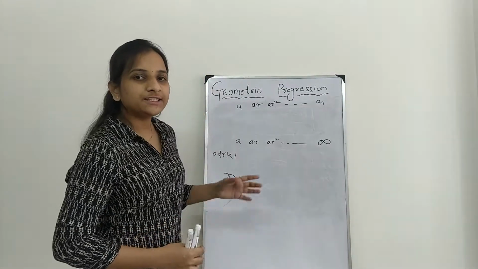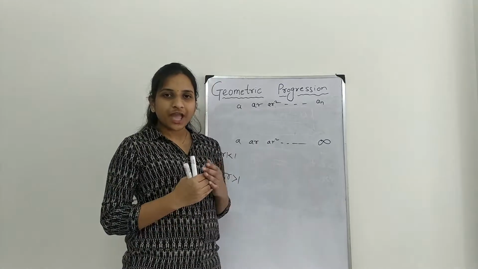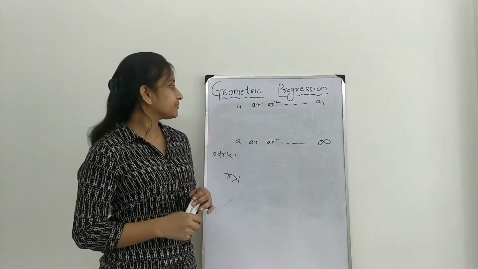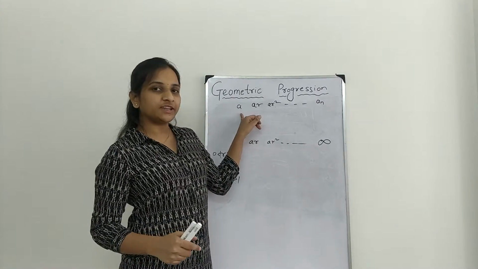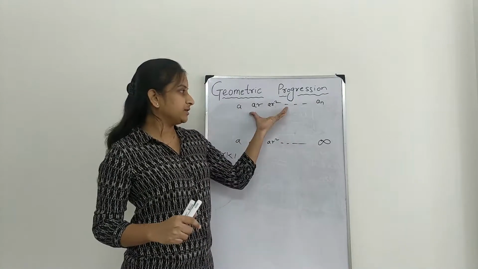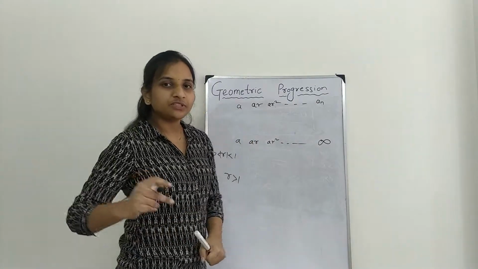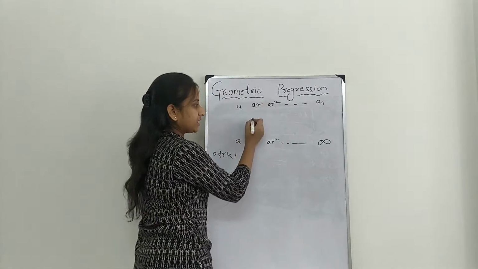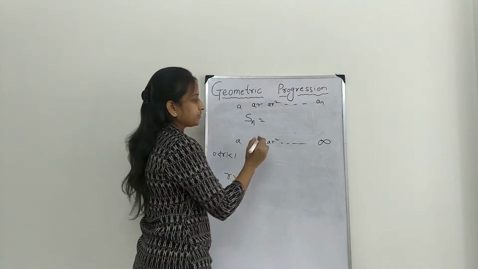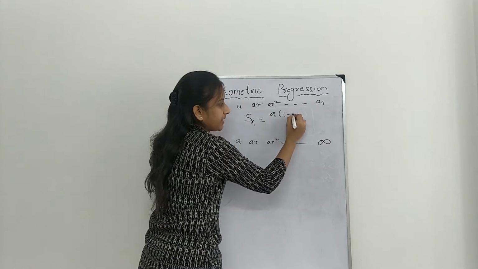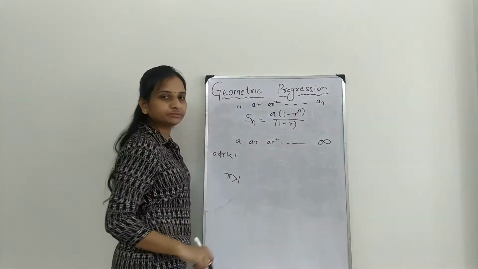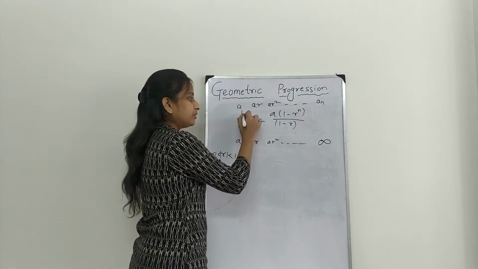So students, let's see what is the formula to calculate the sum of the first n terms of a GP series. So this is a GP series, right? A, AR, AR square, likewise up to the nth term. So for n terms, what is the sum of the GP? The GP sum is denoted by S, which equals A into 1 minus R raised to n upon 1 minus R. This is the sum formula.